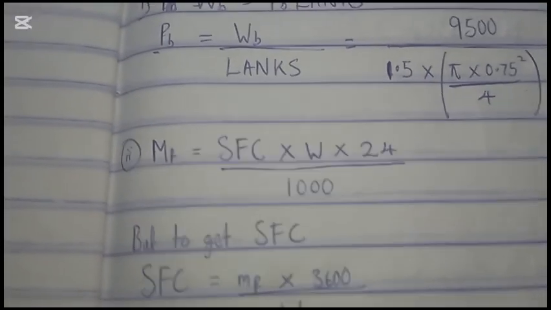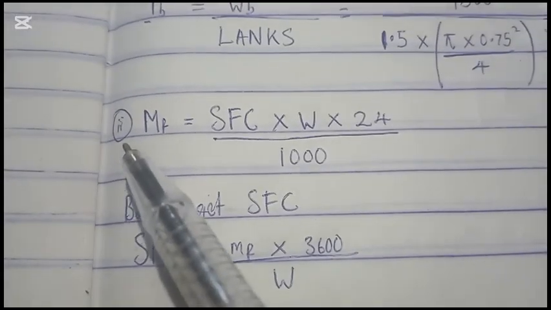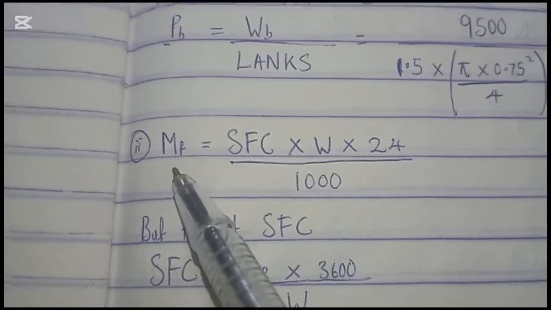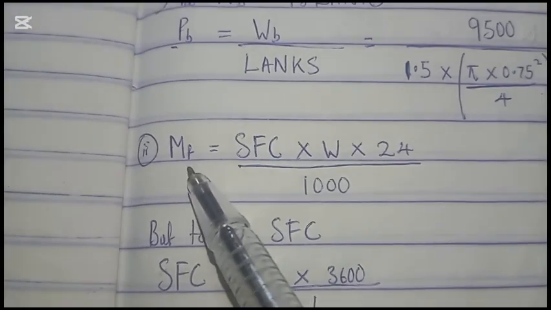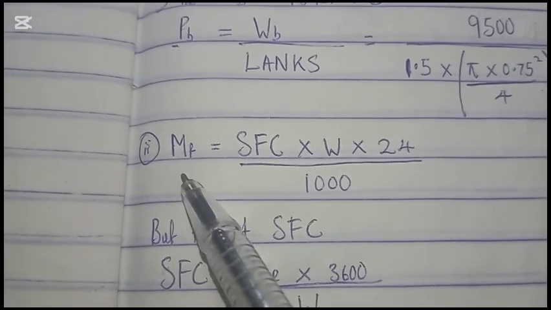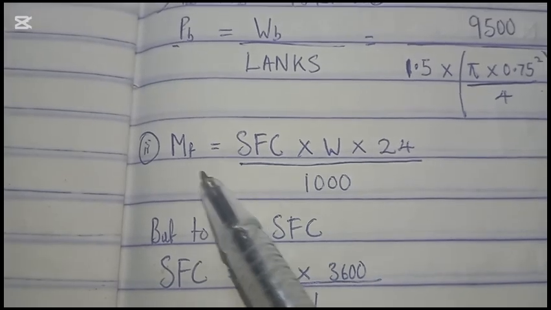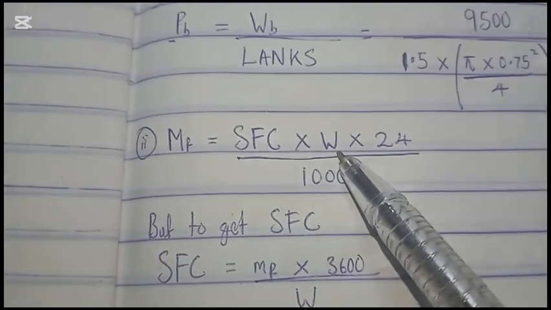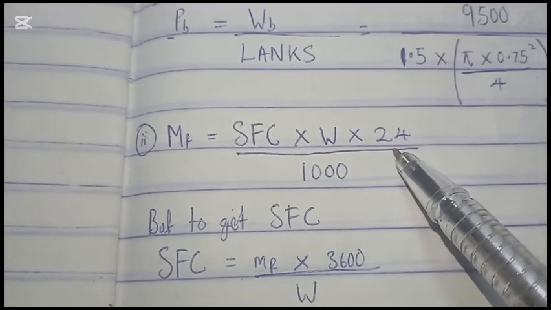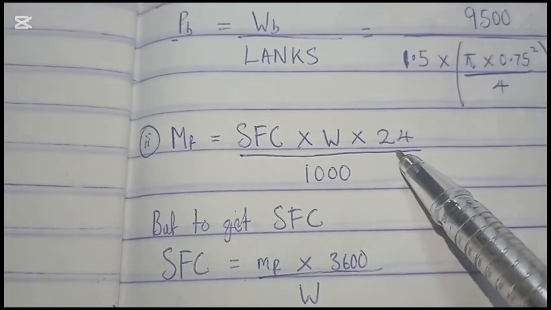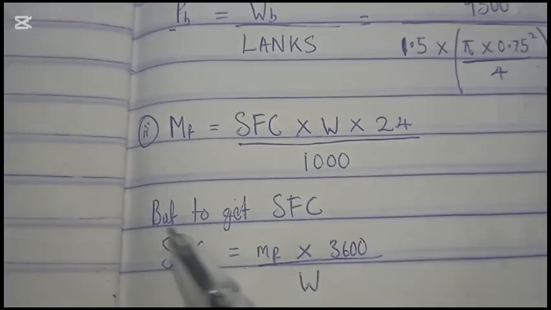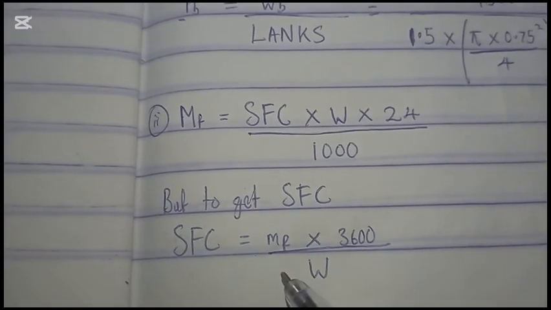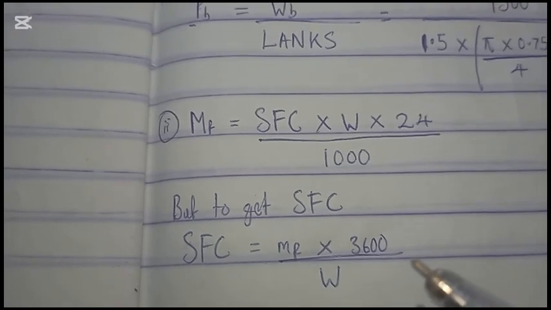The next thing we were asked to look for was our total fuel consumed in 10 days. So the formula for the total fuel consumed in 10 days, big MF, not just small m, is equal to SFC times W times 24 all over 1000. But to get SFC, we know SFC is equal to MF times 3600 all over W, that is power.